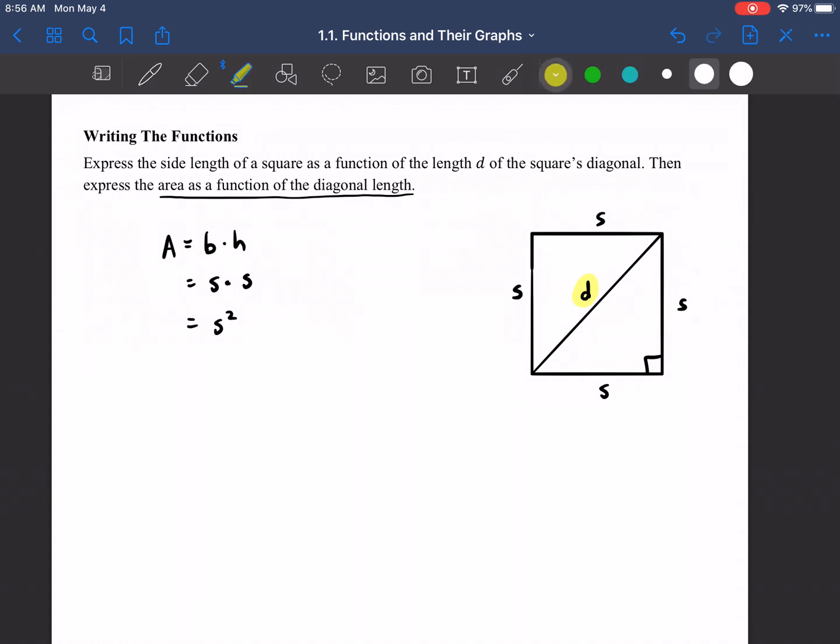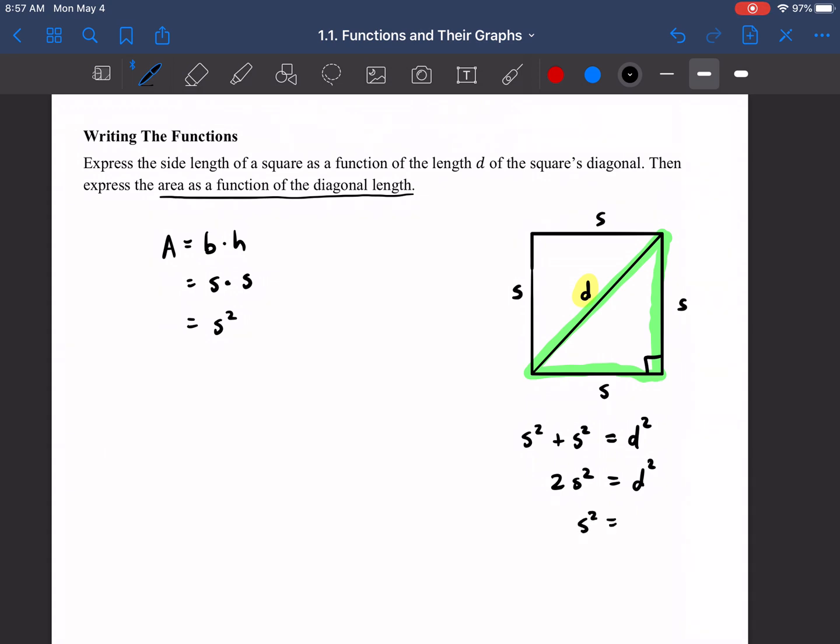So we need to figure out a relationship between those. If we look here, we should notice that this is a right triangle, and therefore we can use the Pythagorean theorem to say that s squared plus s squared, the sum of the two legs squared, equals the hypotenuse squared. A squared plus b squared equals c squared. And so this becomes 2s squared equals d squared, and that means that s squared equals d squared over 2.